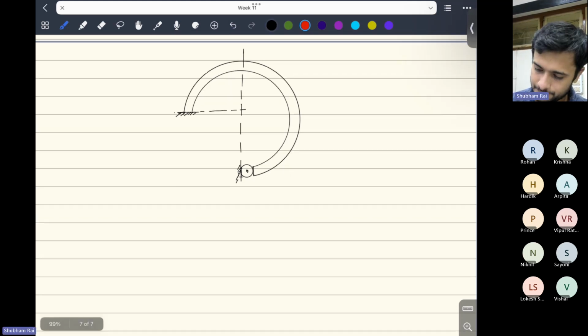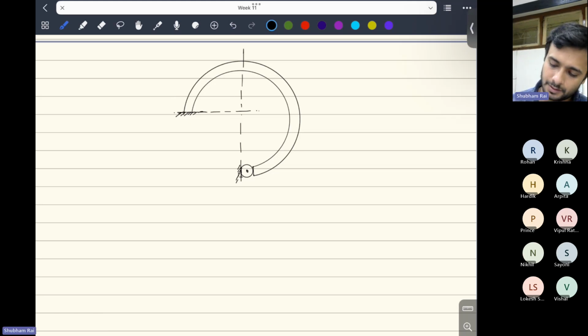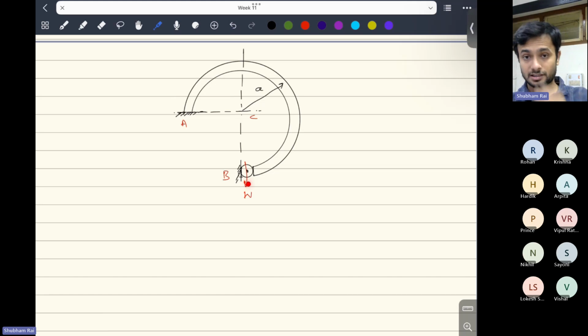Let me show clearly that this is the center. From this center you have the radius as A. This point is termed as C. This point is A, and this point is B. And this load is acting here, which is W. Since only vertical deflection is allowed here, rotation is also allowed, but horizontal deflection is not allowed. It cannot move horizontally, so there will be only a horizontal reaction here. Since moment is allowed, the bending moment at this point will be zero, and since vertical movement is allowed, the vertical reaction will be zero. All the vertical forces are applied here.